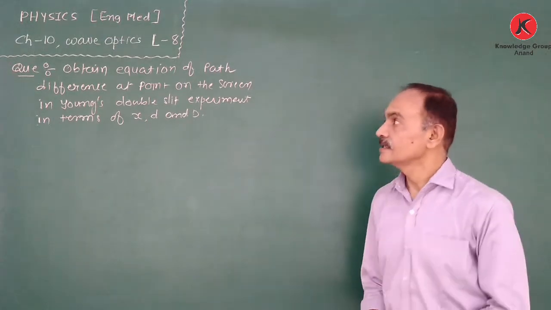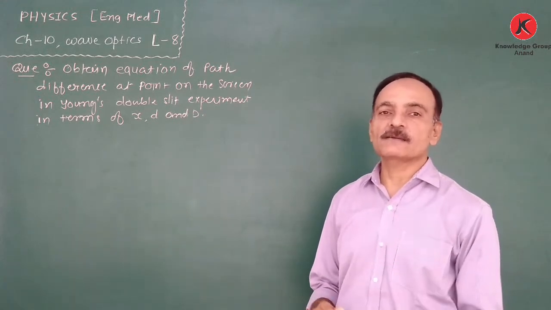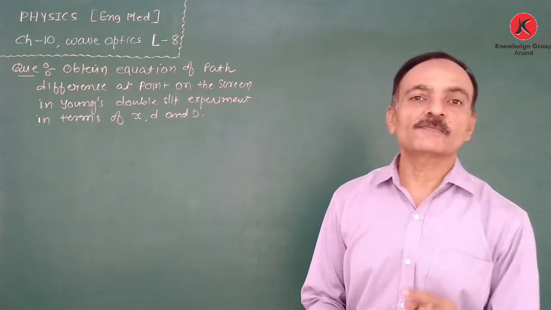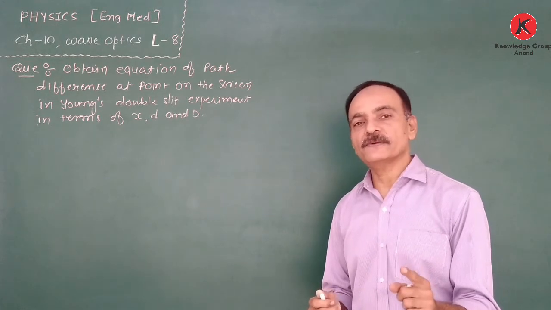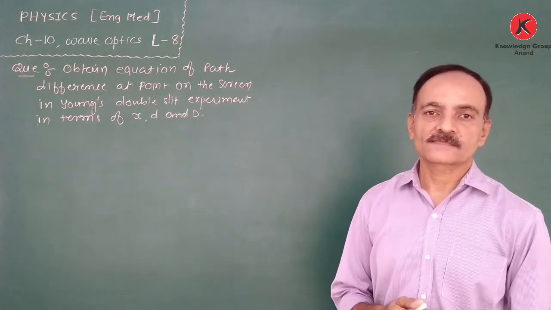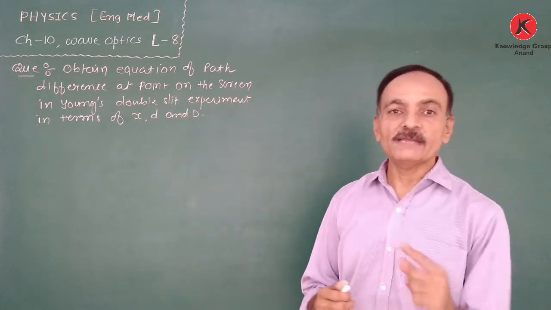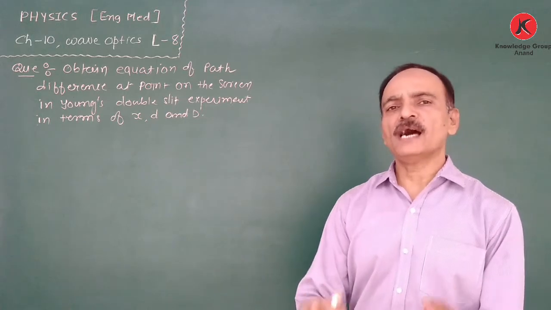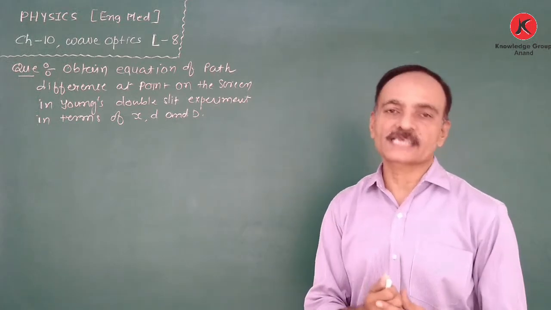Good morning, friends. Today we are going to discuss Young's double slit experiment. Already we discussed coherent and incoherent sources, and we obtained the intensity of the light due to constructive interference and destructive interference, and also due to coherent and incoherent sources. Today we are going to discuss the path difference at any point on the screen in Young's double slit experiment, in which the phenomenon of interference takes place.